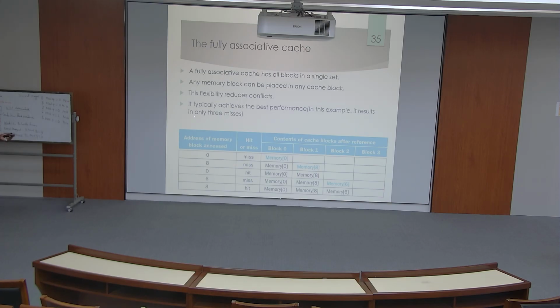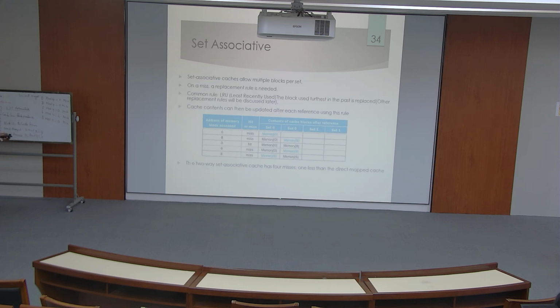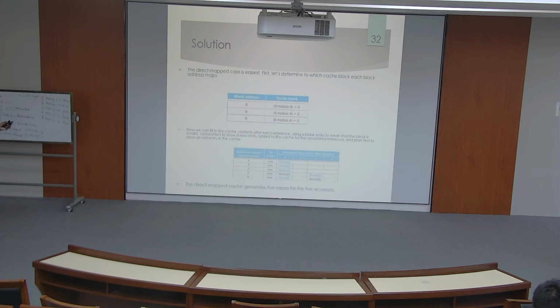So that means here we have flexibility for this type of cache mapping that is fully associative. Now you see it has achieved the best performance in this example because we only have 3 misses. For fully associative we have 3 misses, for set associative we have 4 misses, and for direct map we have 5 misses. That means fully associative has the best performance.